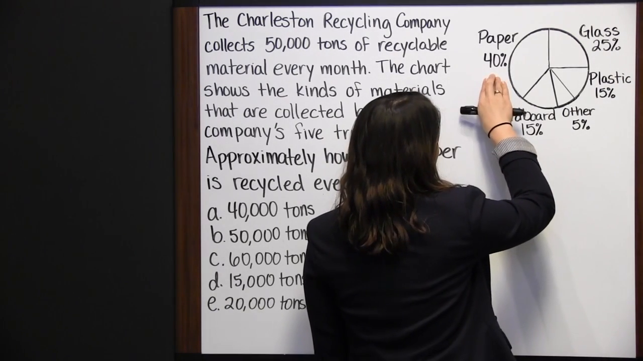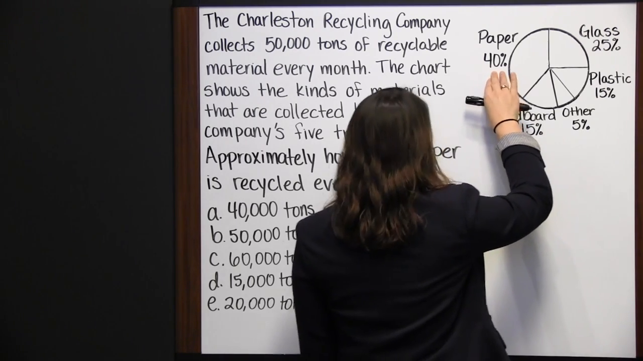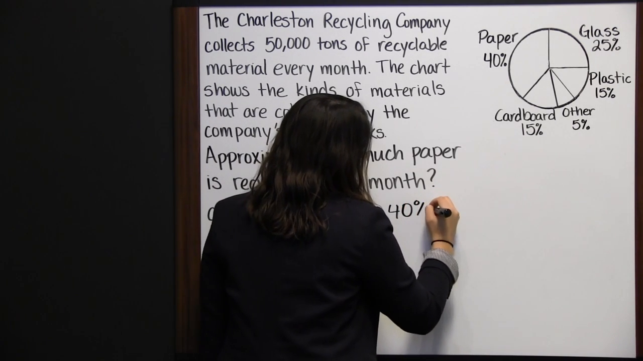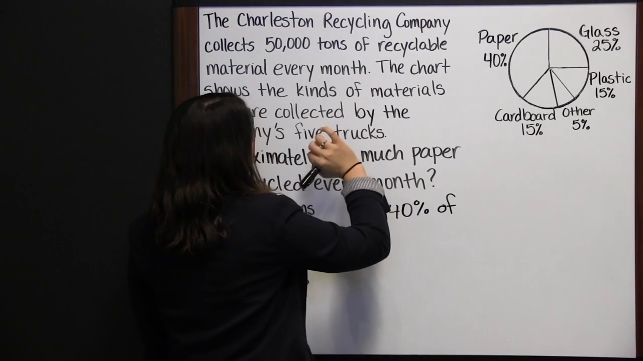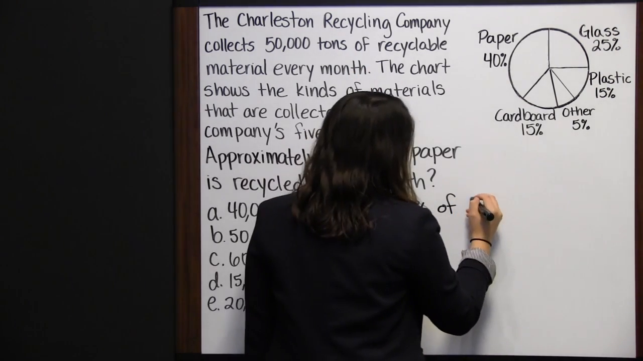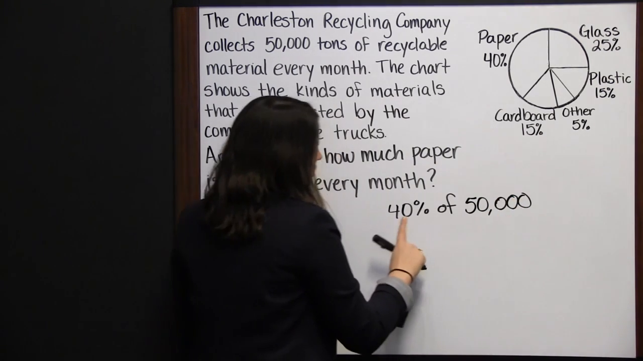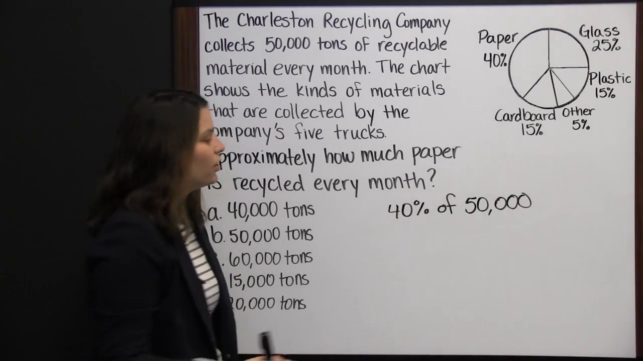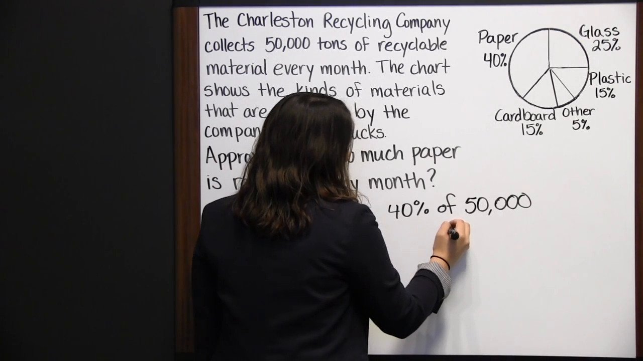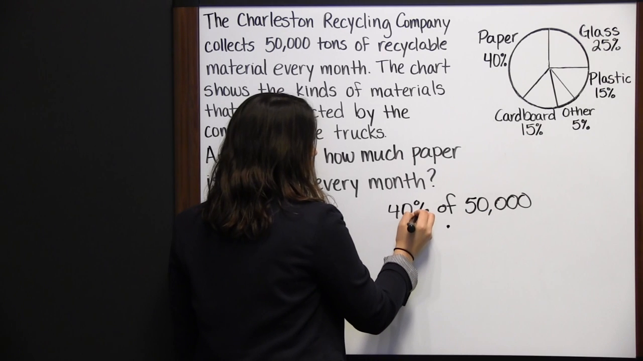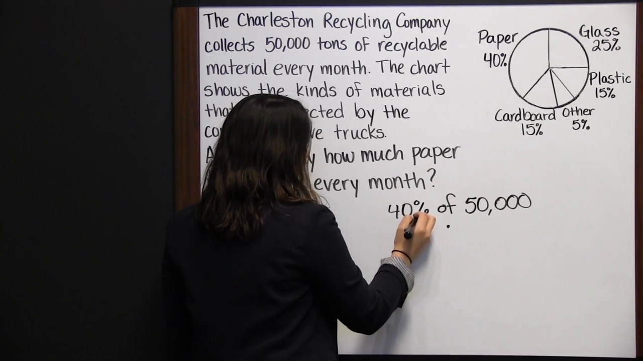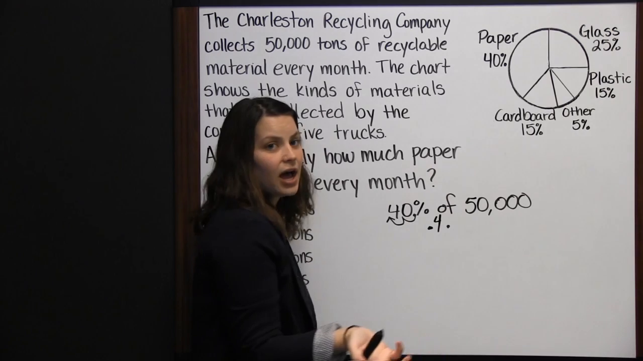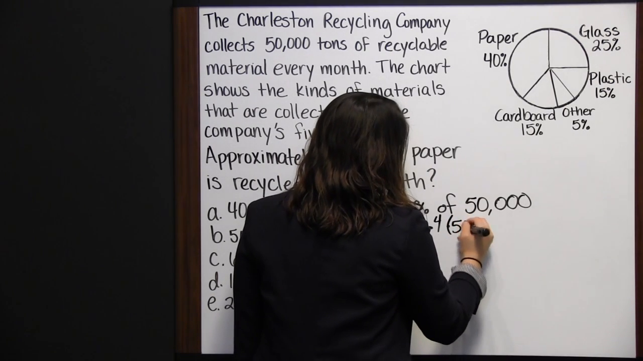So this 40% means 40% of the total. Paper is 40%, so 40% of the total amount of recyclable material collected, or 50,000 tons, 40% of that is paper. And that's what we want to find, is how much is that? Well, of means to multiply. And I'm going to multiply 40% and 50,000, which means I need to change 40% to a decimal. So move the decimal 2 places to the left. So I'm actually multiplying 4/10, or 40/100, it's the same thing, times 50,000.